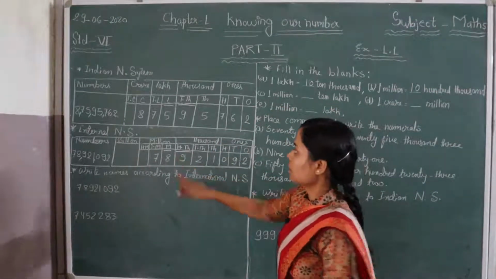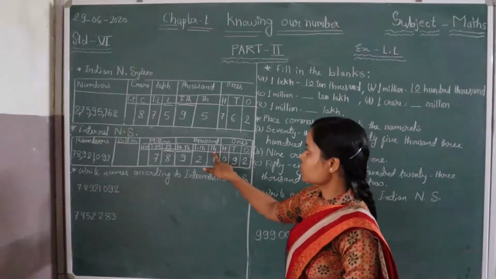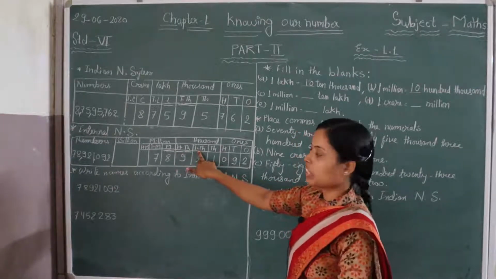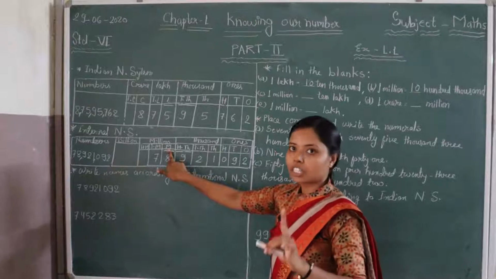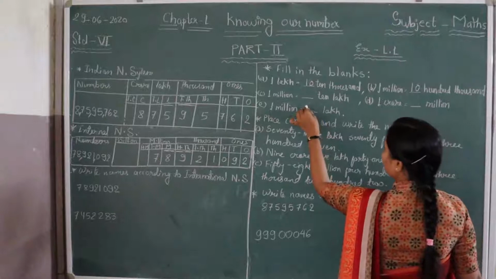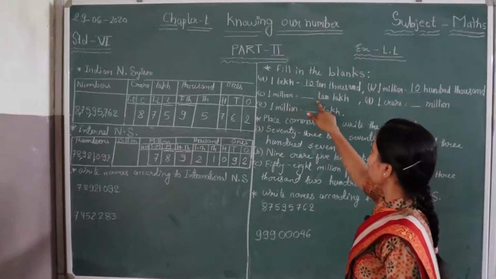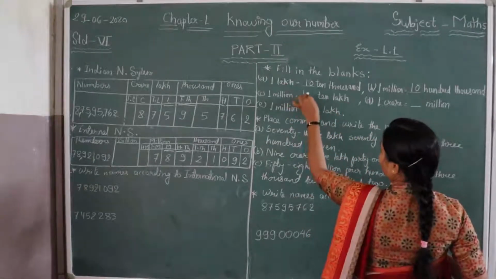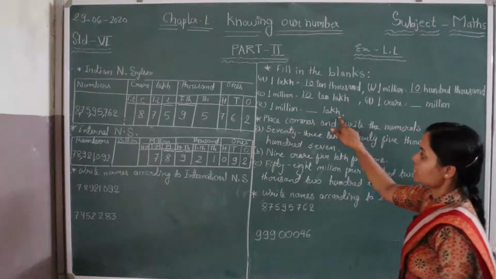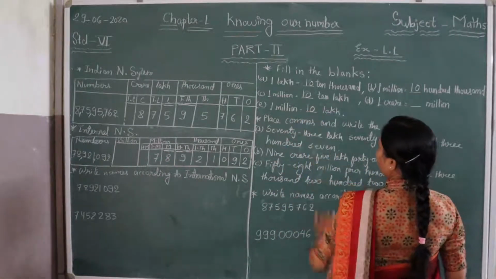Then 1 million is equal to blank 10 lakh. So we come here. Here 1 million. Ones, tens, hundred, 1,000, 10,000, 100,000, after lakh and then 10 lakh. 10 lakh is equal to 1 million. So we write here 10 lakh is equal to 1 million. Then 1 million is equal to blank lakh. Here lakh and 10 lakh. So write here 10 lakh.